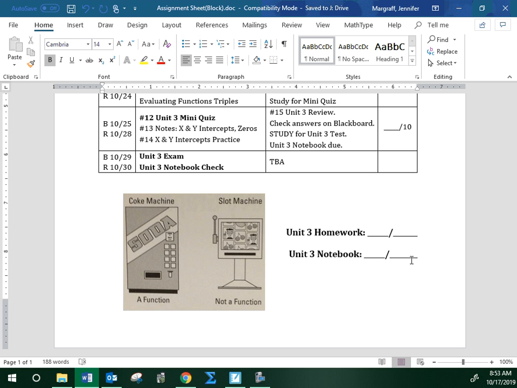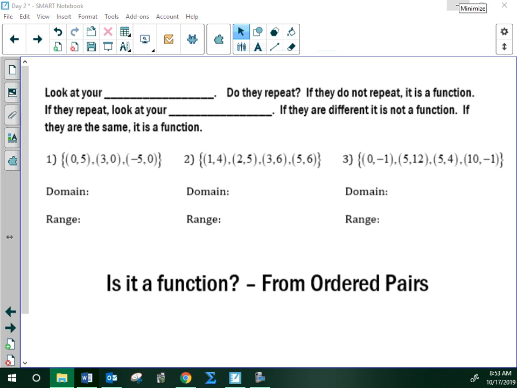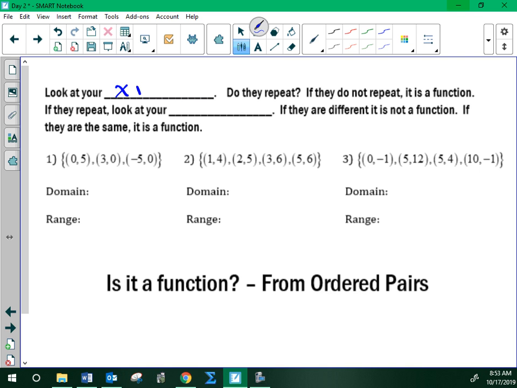So that's what it's going to look like when we're looking at our ordered pairs. So again, we want to make sure the X value goes to only one Y value. Okay, so X goes to only one Y. So we're going to start off by looking at our X values. We want to make sure that the same X doesn't go to two different Y's. So look at your x values. Do they repeat? If they don't repeat, then it's a function. That's kind of nice. If my x values don't repeat, then I automatically know it's a function, because that means I don't have it going to a different y value.